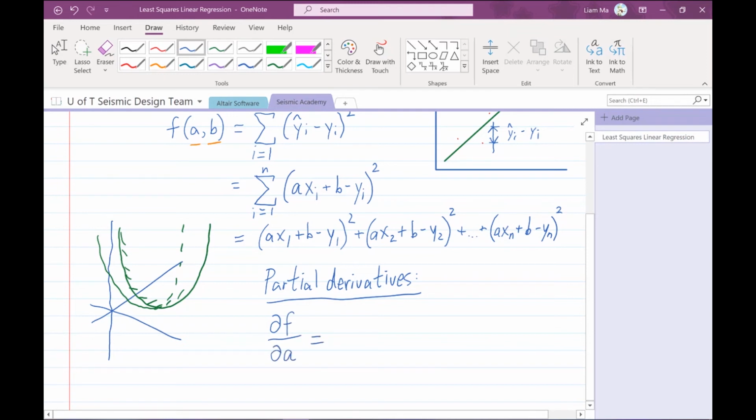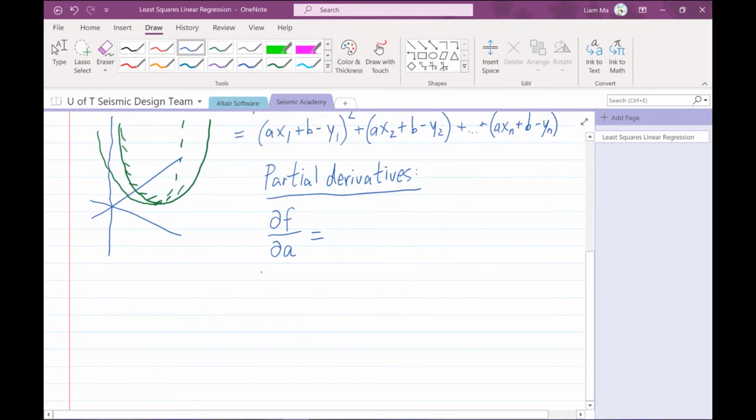That's going to be equal to some expression. And then the next partial derivative is partial f with respect to b. If you're wondering where I get these from, x1, x2, all the way up to x sub n, and their corresponding y values, these are all measured. So the only unknowns in our function come from a and b, and that makes sense because a and b are what we're trying to solve for.